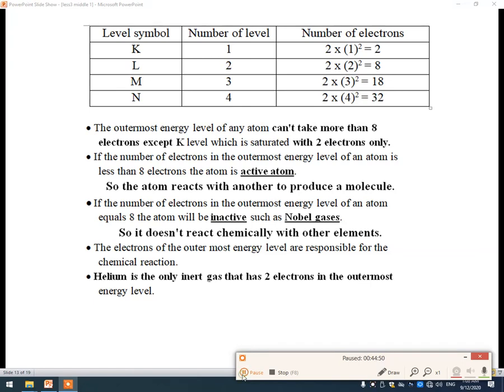Take care that helium is the only inert gas that has two electrons in the outermost energy level. We said all the inert gases, all the noble gases, are inactive, and all of them have 8 electrons in the outermost energy level, except helium. Why? Because the atomic number of helium is just 2. So helium is the only inert gas that has 2 electrons in the outermost energy level.